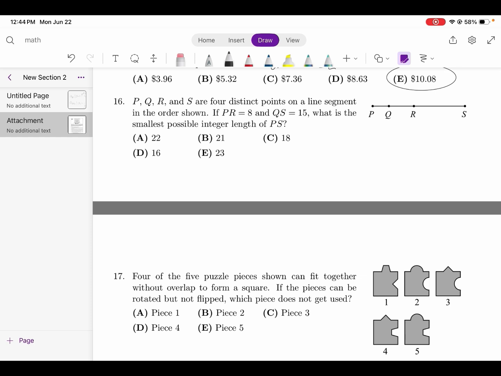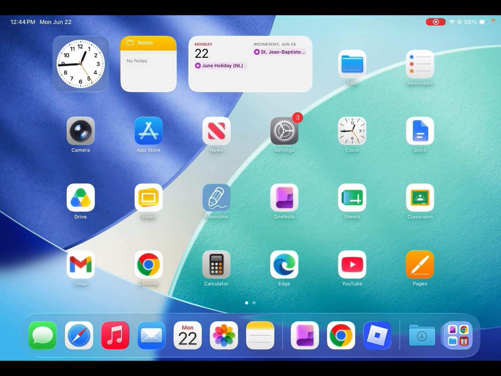So that means that if we want the smallest possible length of PS, that means that we want the most overlap between PR and QS. So we want QR to be as large as possible. And because PR is equal to 8 and PQ is greater than 0, that means that QR can be at most 7.